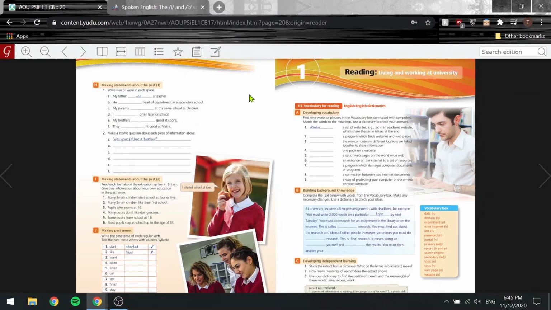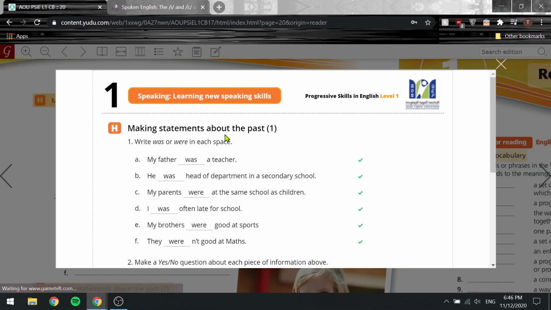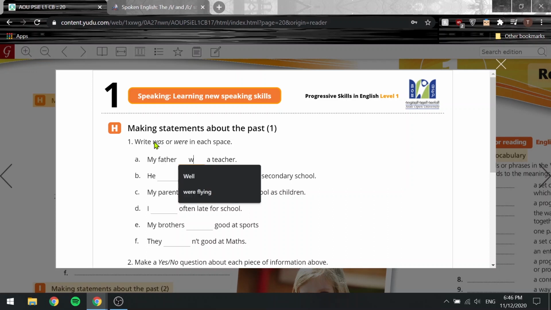Okay, you guys, so now let's move on to exercise H. Here we have making statements about the past. Write was or were in each space. As you guys know, we use was when it's the past tense of is, so for singular, and were when it's for multiple people. So my father was a teacher because your father is one person. He was head of department in a secondary school. He, again, was because he is one person. My parents were at the same school as children because my parents, that'll be two.